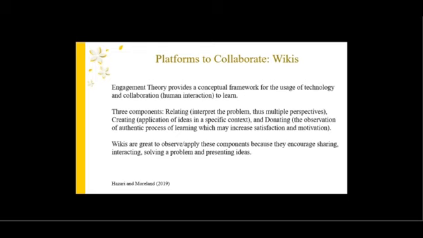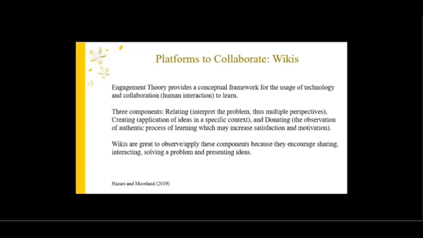Relating means you interpret a problem based on your knowledge and in this way adopt multiple perspectives. One student interprets something one way, another student interprets it in another way, and so you can gain multiple perspectives. Creating is another component, the application of ideas in a specific context. You can have some ideas and apply them to solve a problem in a specific context. Donating is the third component, and it is the observation of authentic processes of the learner, which may result in a more satisfying and motivating situation.